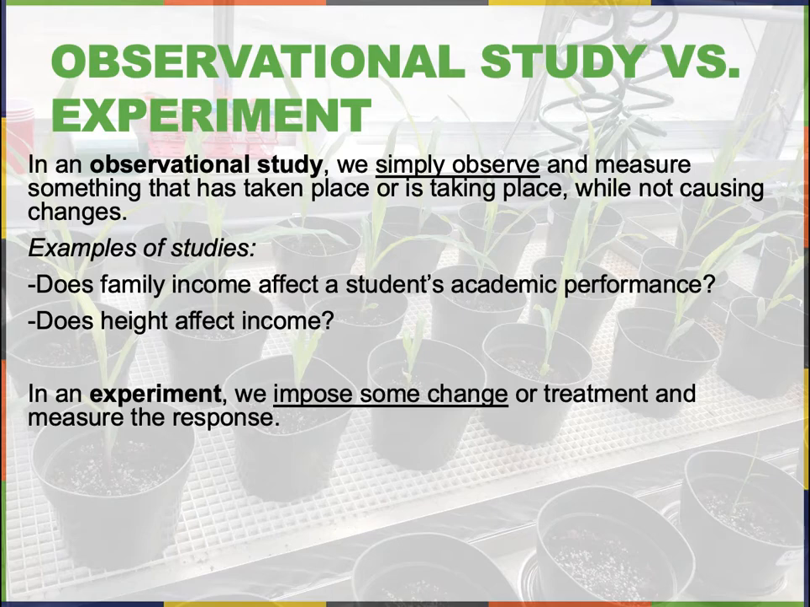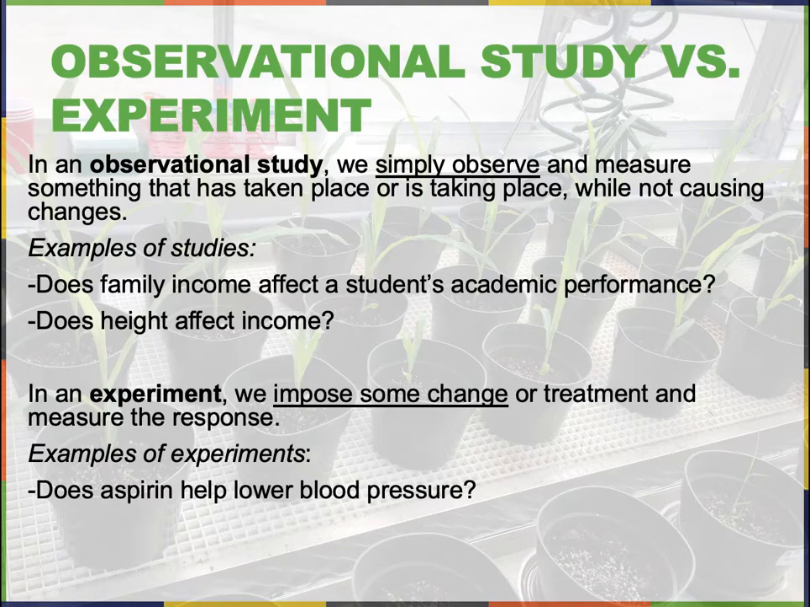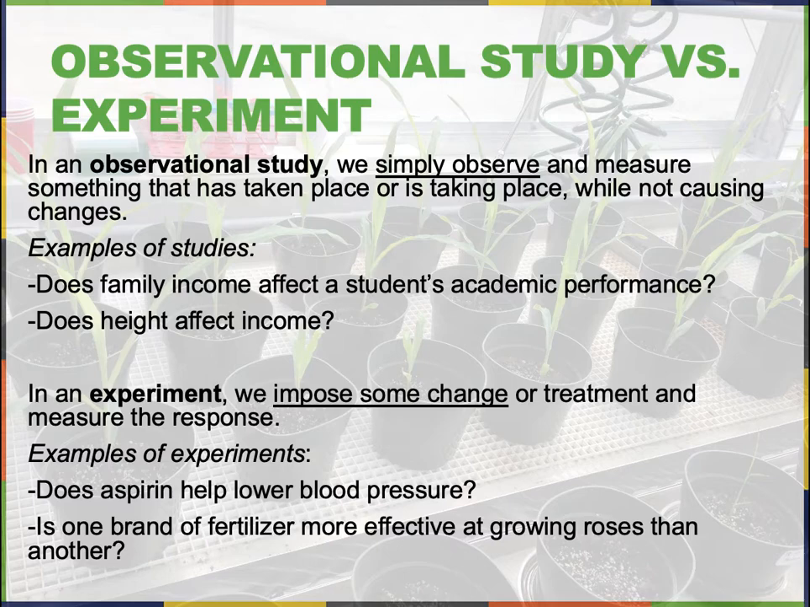In an experiment, we impose some change or treatment and measure the response. For example, does aspirin help lower blood pressure? If we were to perform that experiment, we can impose some type of change because we can change the aspirin dosage that we are providing for individuals, and then we can determine whether that change helped lower blood pressure. Another example is, is one brand of fertilizer more effective at growing roses than another? The change we're imposing is the type of fertilizer we're using.